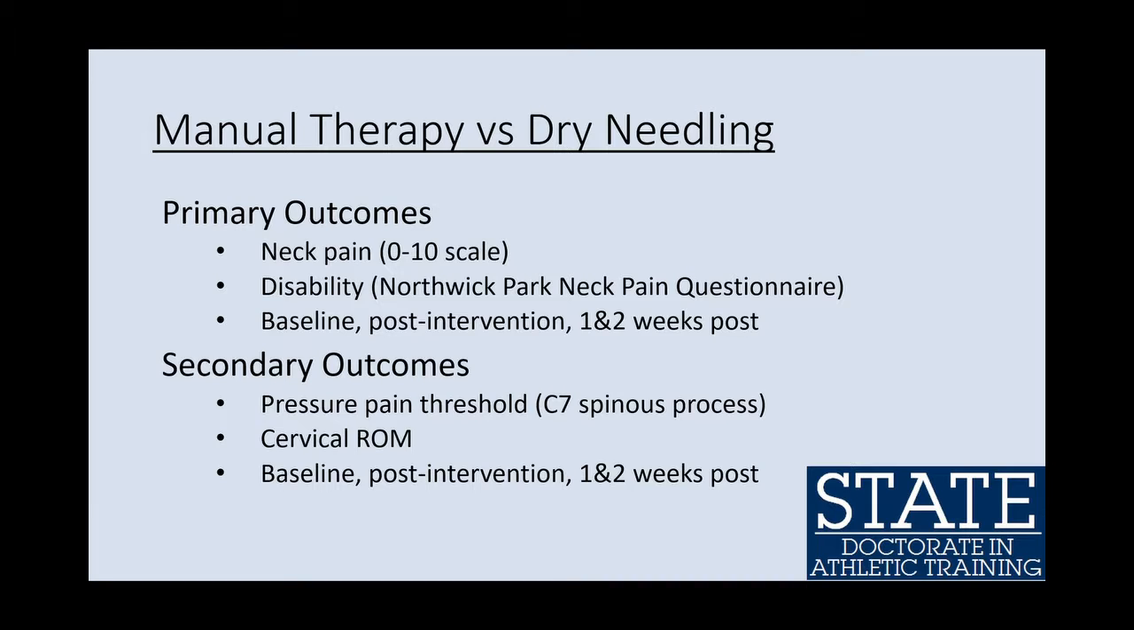And so there were several outcomes that they wanted to assess. The primary ones were neck pain, and they assessed that on a 0 to 10 scale. And then they wanted to assess general disability using the Northwick Park Neck Pain Questionnaire. They also wanted to have secondary outcomes that assessed pressure pain threshold, and they performed that over the C7 spinous process. And then they also wanted to assess cervical range of motion.